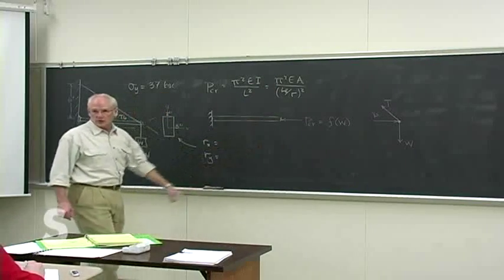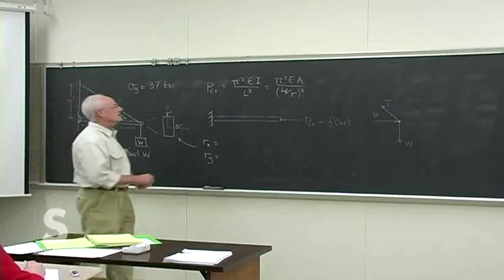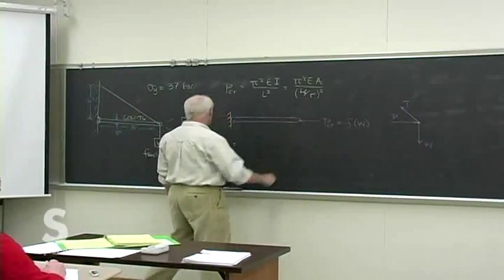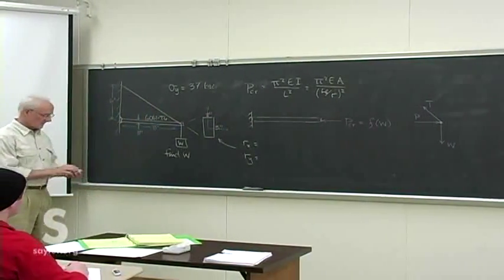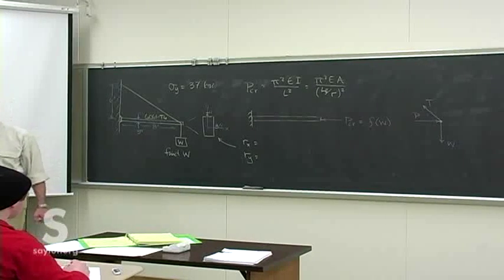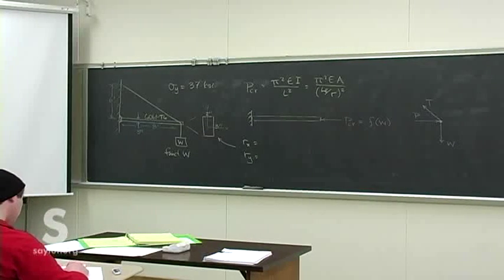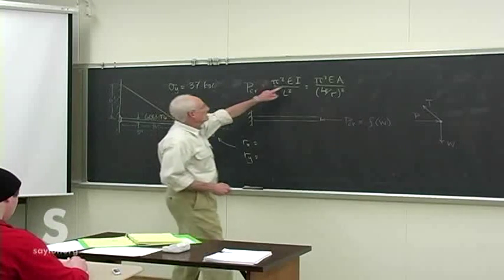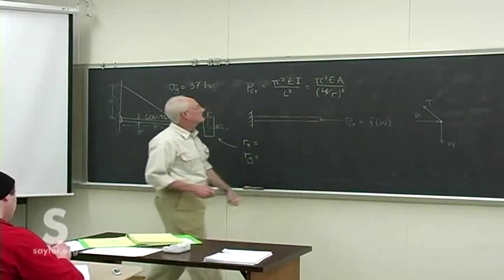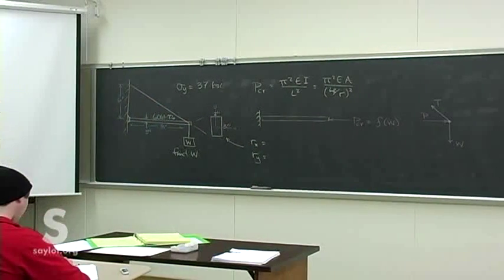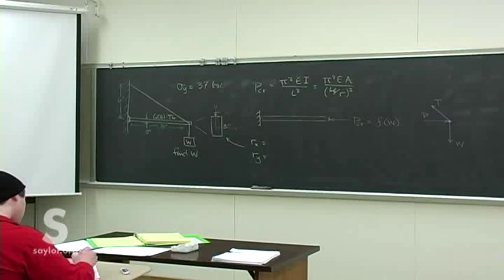I showed you for the four possible support conditions over the radius of gyration, which is directly related to the moment of inertia and the area, as in right here. Just like we were using mass moments of inertia and mass radii of gyration in dynamics, these are area moments.